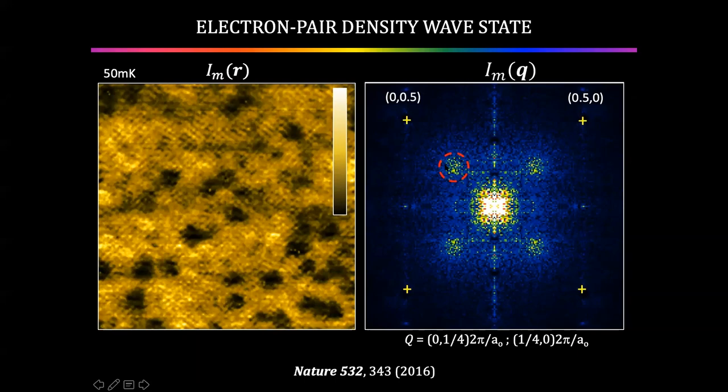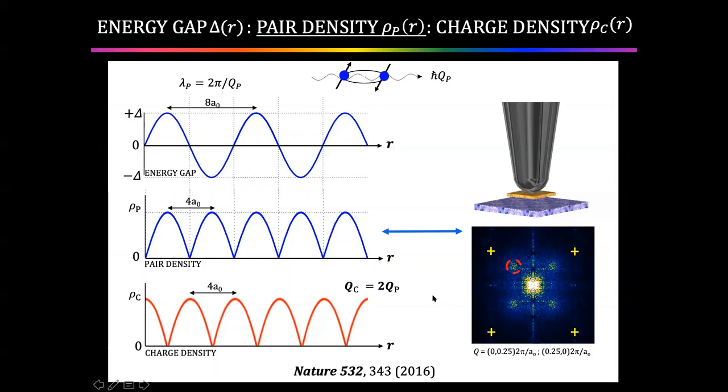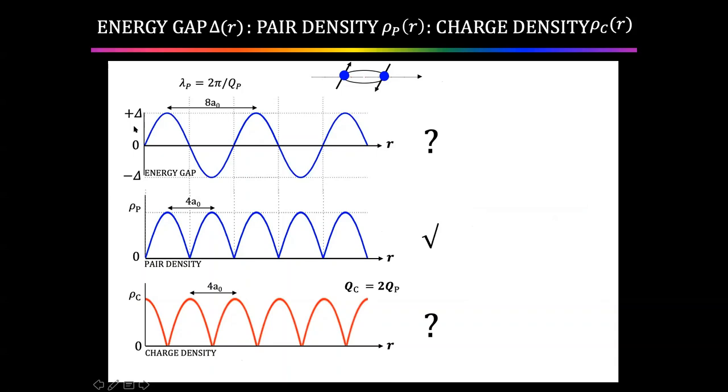So here's what we construed this experiment to mean when we first succeeded. We measure the density of electron pairs. It modulates in space with a 4-unit cell periodicity. So these two pictures are consistent with each other. But for this really to show that we have a pair density wave, there are 2 other facts which should also occur. If the pair density is modulating with a 4-unit cell periodicity, the energy gap should modulate with 8-unit cell periodicity. That's required by the theory.